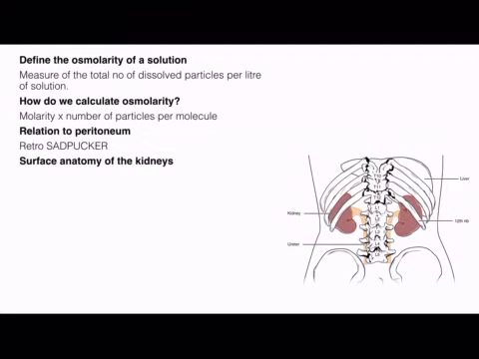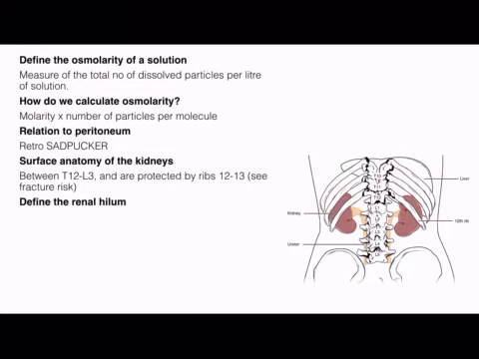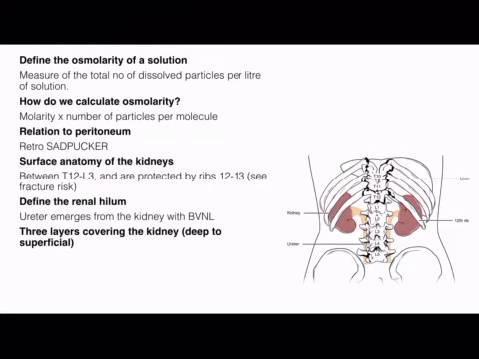Surface anatomy of the kidneys is T12 to L3, right being lower because of the liver. So you're thinking about the fracture risk because ribs 11 to 12, not 12 to 13. We don't have a supernumerary inferior rib there. Can fracture. Renal hilum is the bit, it's basically the conduit, where the ureter emerges with the blood vessels, nerves, lymphatics.